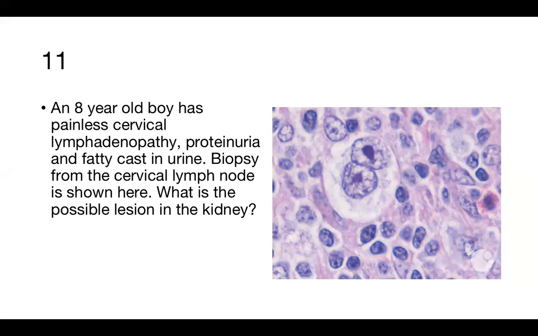Nephrotic syndrome, sir. Okay, you want to go for nephrotic syndrome. Can you give me the explanation? Yes, sir. Here there is proteinuria and also lipids in the urine, and painless cervical lymphadenopathy may be due to some infection. But due to these two clues, proteinuria and fatty casts in urine, I will go for nephrotic syndrome.